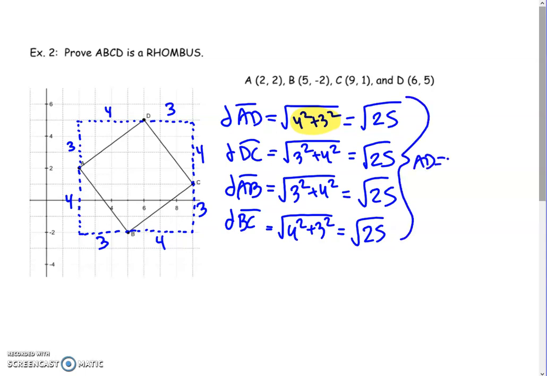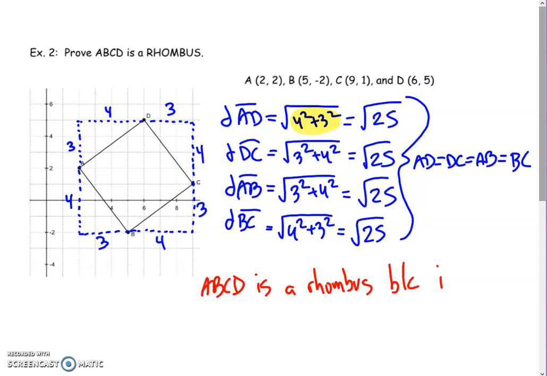AD equals DC equals AB equals BC. You just set them all equal. So you've just shown that all 4 sides are equal, and the last thing you do is your little conclusion that says ABCD is a rhombus because it has 4 equal sides. And that concludes lesson 6.2.